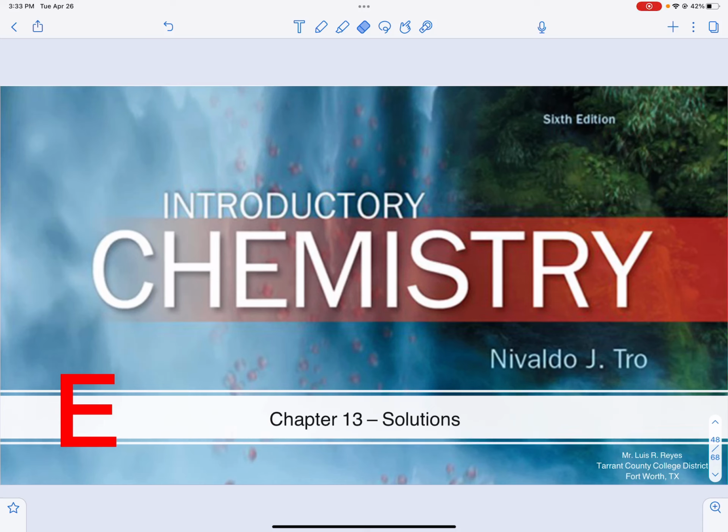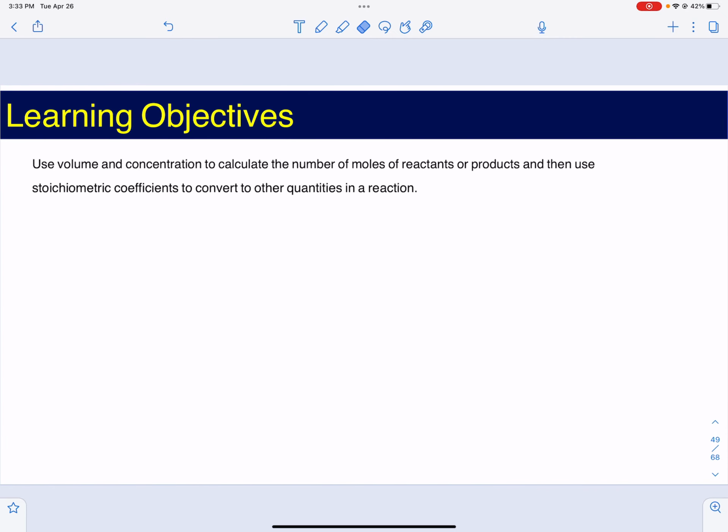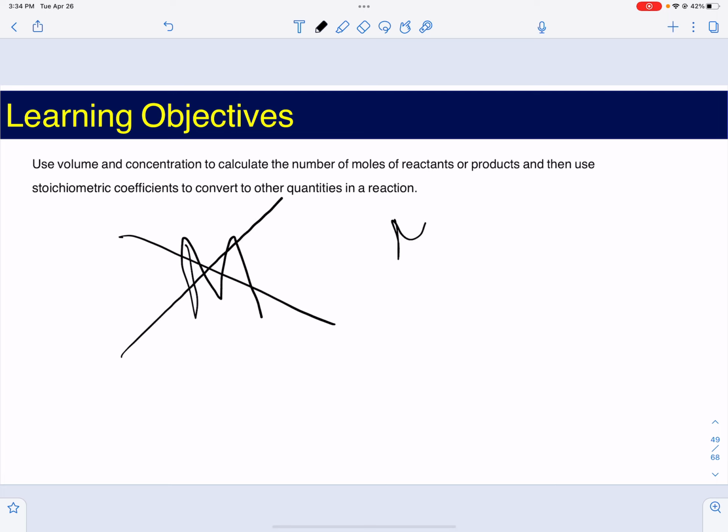Welcome back again. This is the part where we will start doing stoichiometry using what we just learned, molarity. Remember, molarity is defined by the capital letter M, but I told you to get rid of that because it doesn't help you. What helps you is that molarity is moles per liter.